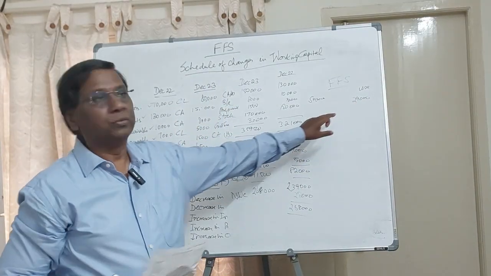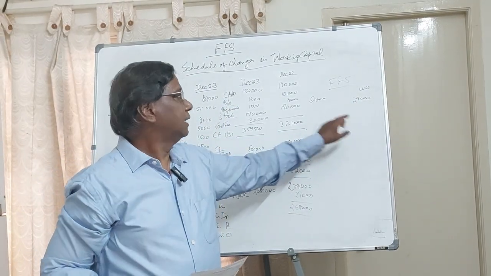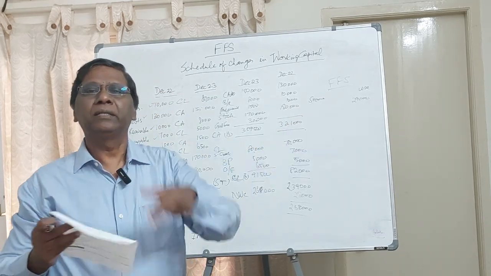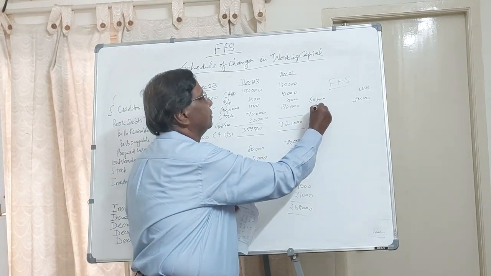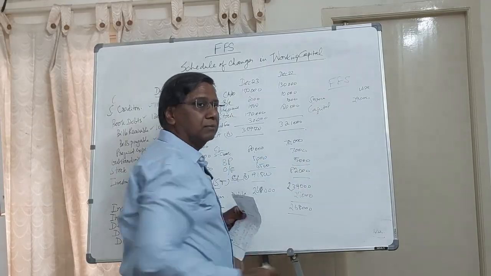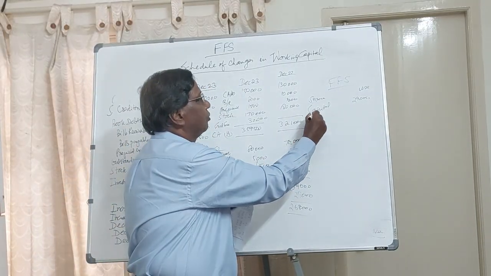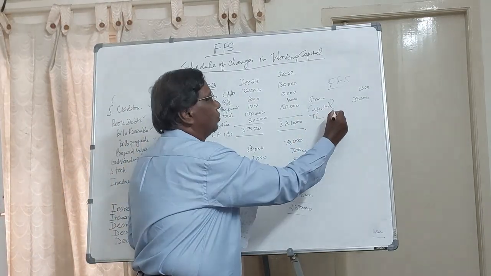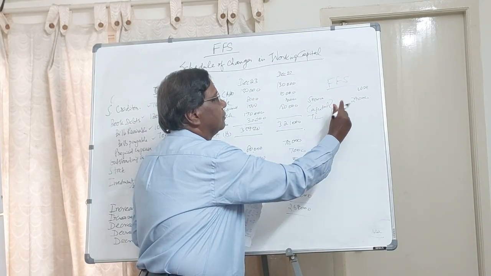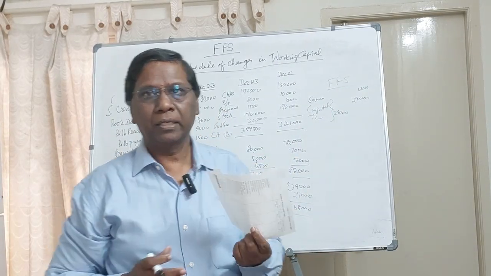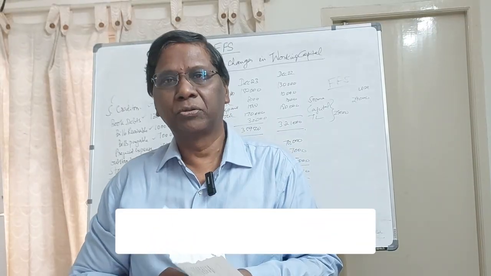This is brought in by you. Where is the source? Your equity, capital, or term loan, whatever you call it, 29,000. Here it is tallied. Okay. Any doubts?